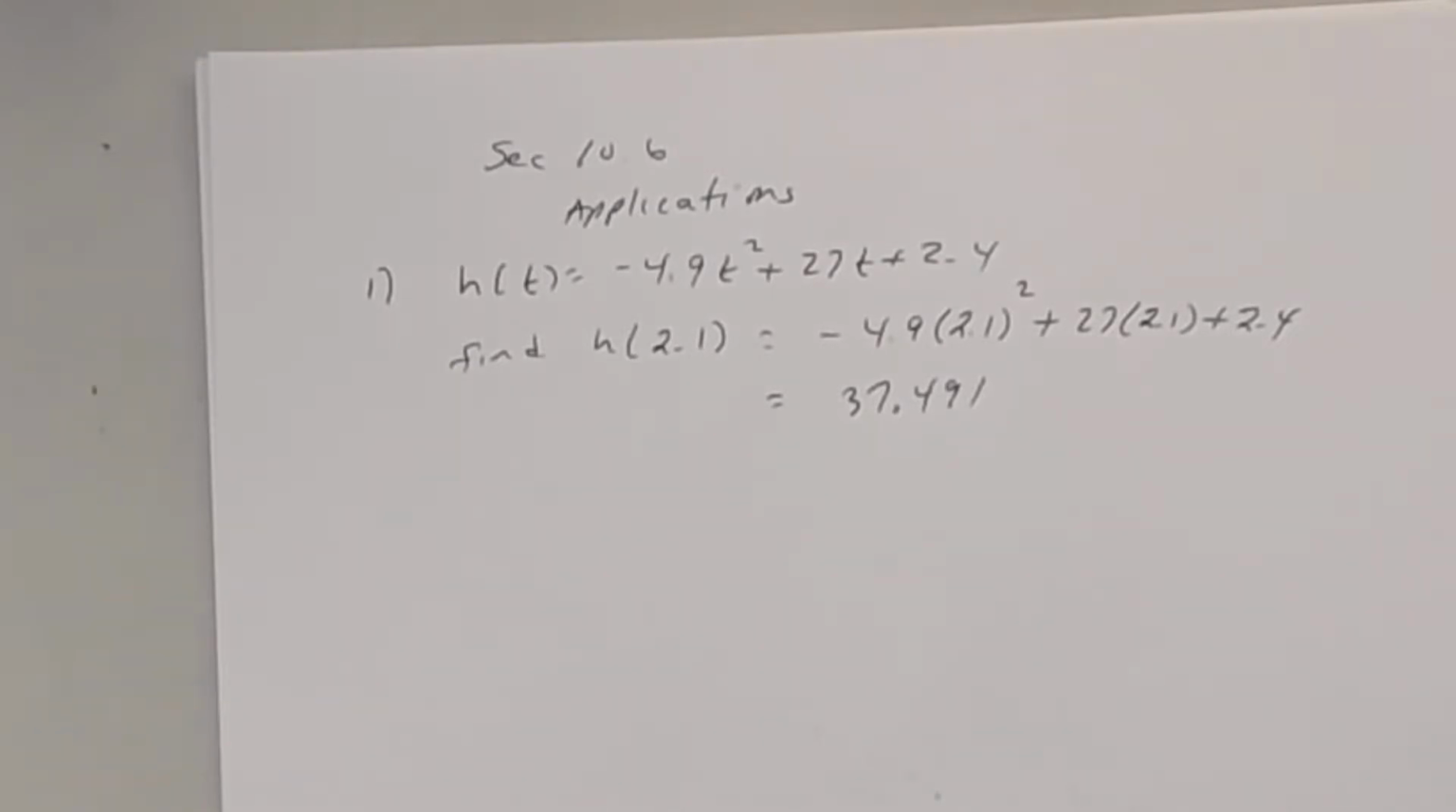Now it says interpret that. So remember, what does that 2.1 represent? The time. It represents time, t. But the 2.1 is 2.1, and what are the units for time? Seconds. Time is in seconds. Okay? What does h represent? Height. And what are the units for height? Meters. You've got to be looking at your sheet, guys, right?